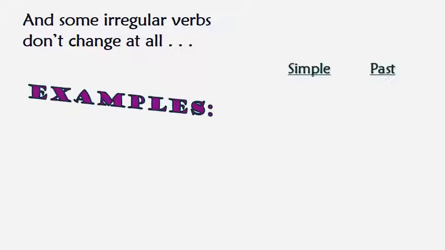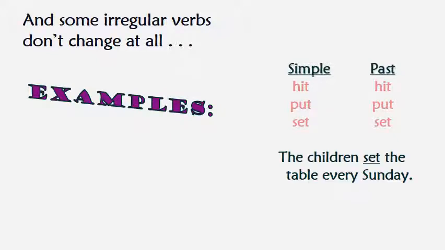And some irregular verbs do not change at all. They stay the same. Examples: hit, hit; put, put; set, set. Example: the children set the table every Sunday. This is in the present. They set it every Sunday.